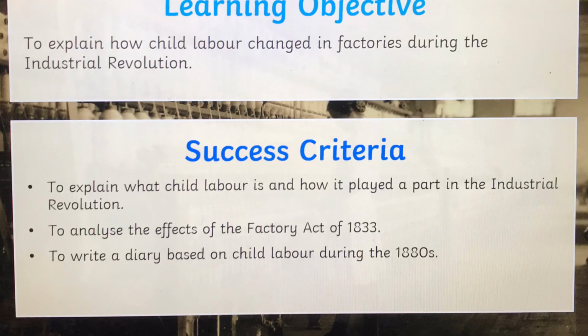All right, so our learning objective today was to be able to explain how child labor changed in factories during the Industrial Revolution. Our success criteria was to explain what child labor is and how it played part in the Industrial Revolution. Also to analyze the effects of the Factory Act of 1833 and your daily diary based on Child Labor Act of 1880s. Should be done and put in the folder.